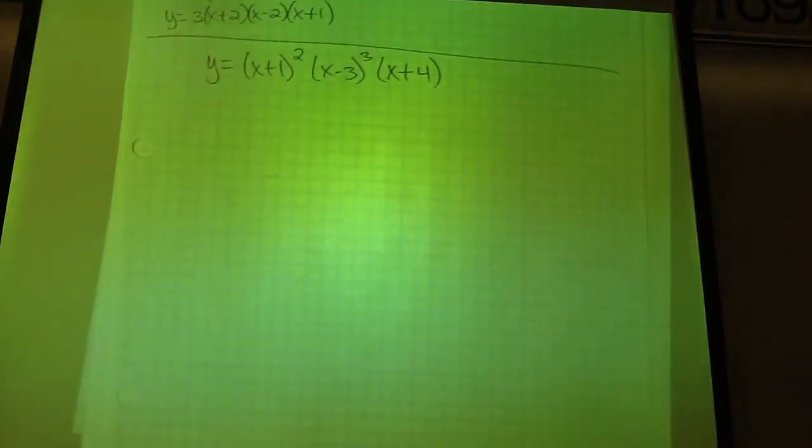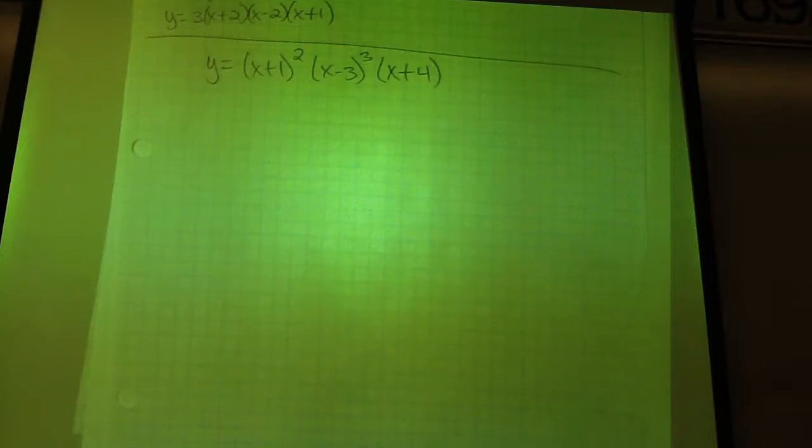Go ahead and take 30 seconds right now. Try. I'm going to mix in some new with this old. Graphing that. Oh, and just for fun, let's put a negative in front.